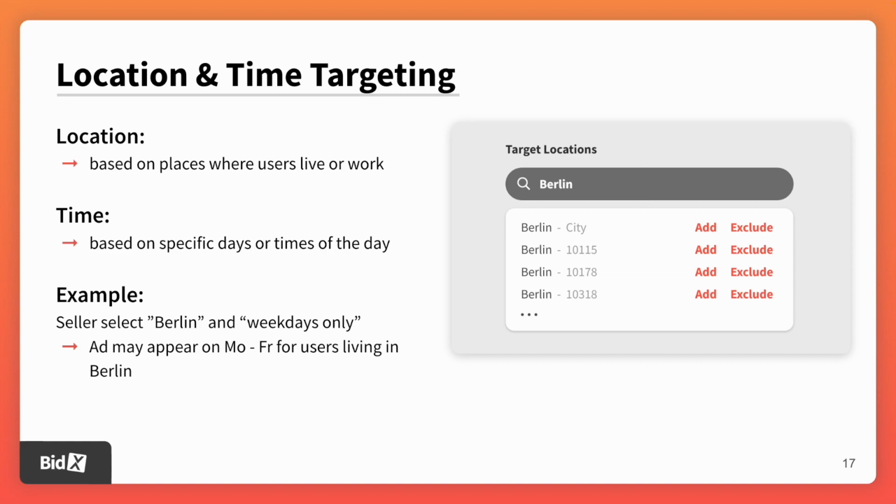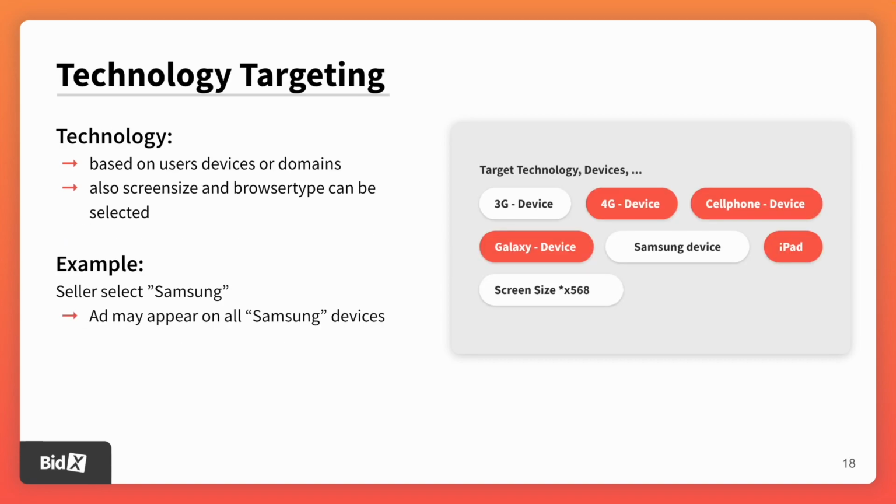Then next we have location and time targeting. Location, of course, is based on the place where the user lives or works, and time is based on specific days or time of the day. So if you have selected Berlin and weekdays only, then your ad may appear on Monday to Friday for users living in Berlin. This is particularly useful if you sell, for example, products with a design where it says Berlin or Frankfurt or whatever city. So then this targeting option is especially useful.